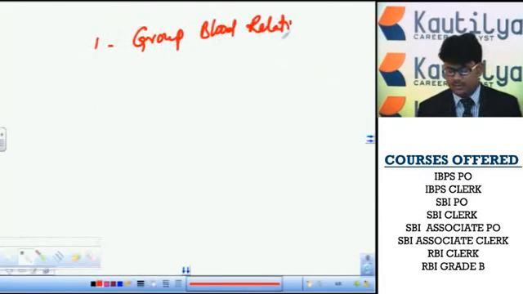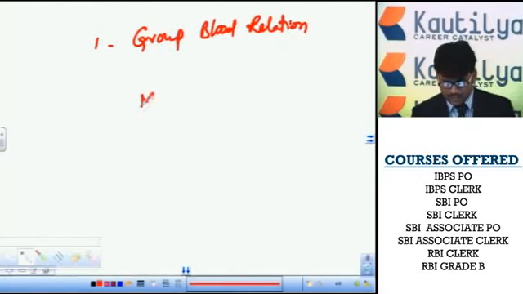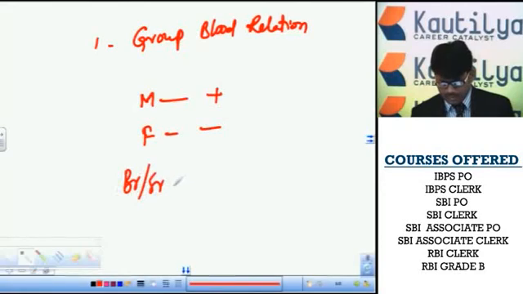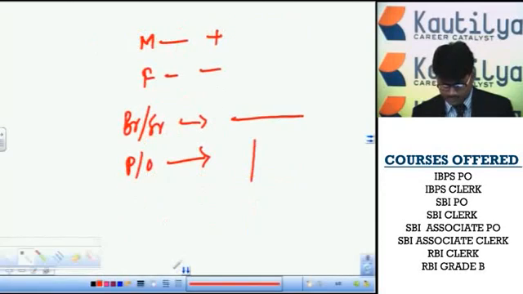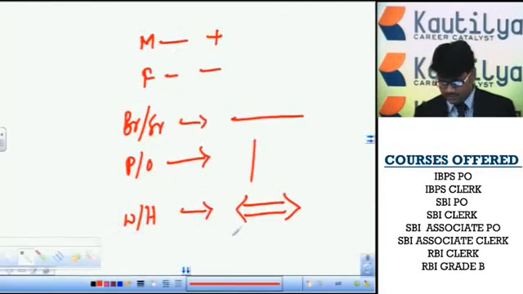First we have to remember some points about blood relations here. The male person is denoted by a plus symbol. The female person is denoted by a minus symbol. Brother or sister relationships are indicated by a horizontal line. Next, parent and offspring relationships are represented by a vertical line. And wife or husband relationships are represented by a double implies symbol. We have to remember these points when solving group blood relation problems.